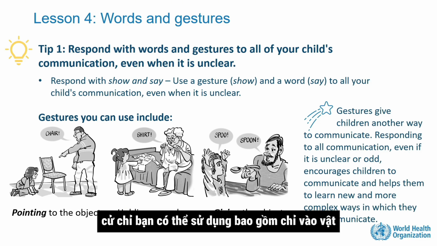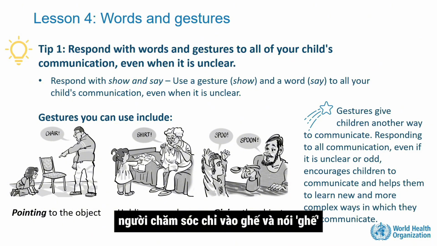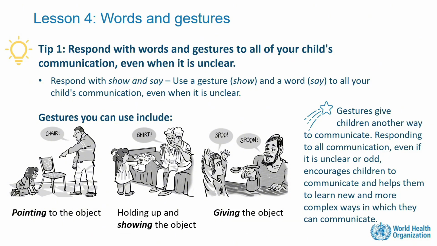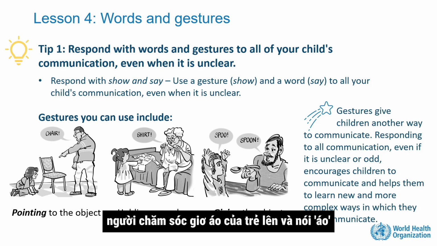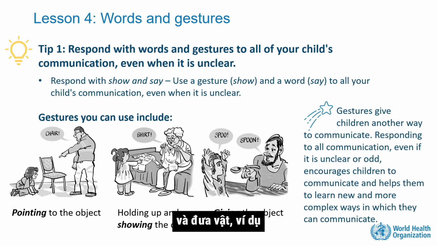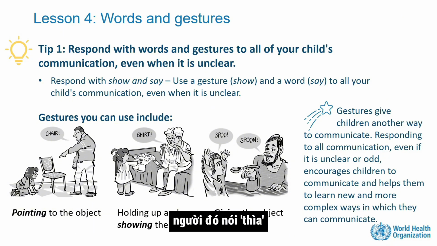Gestures you can use include pointing to the object. For example, when a child is looking at a chair, the caregiver points to the chair and says, "Chair," holding up and showing the object. For example, when getting a child dressed, the caregiver holds up the child's shirt and says, "Shirt," and giving the object. For example, at mealtime, when the caregiver gives the child a spoon, he says, "Spoon."